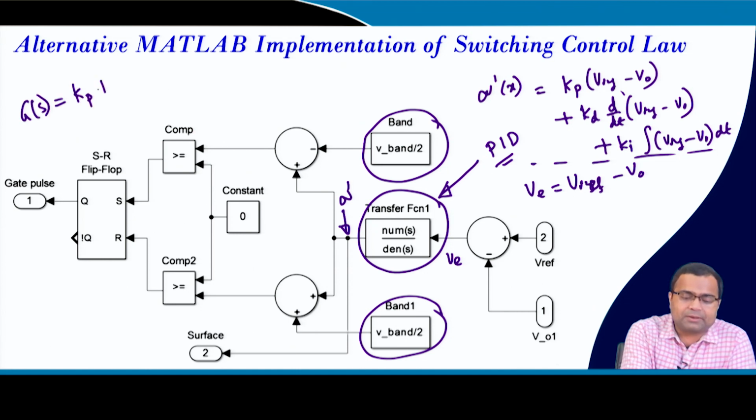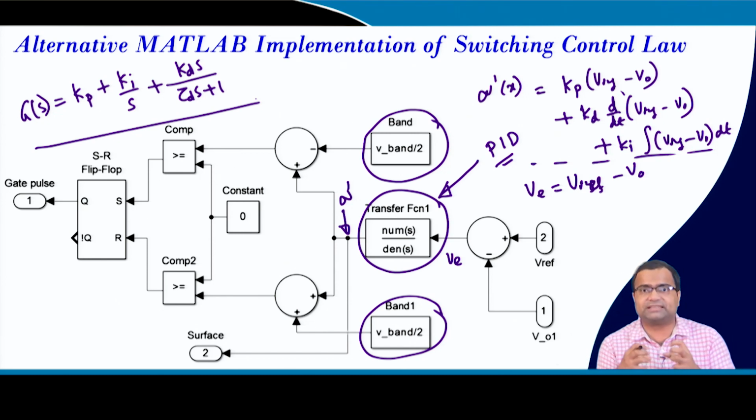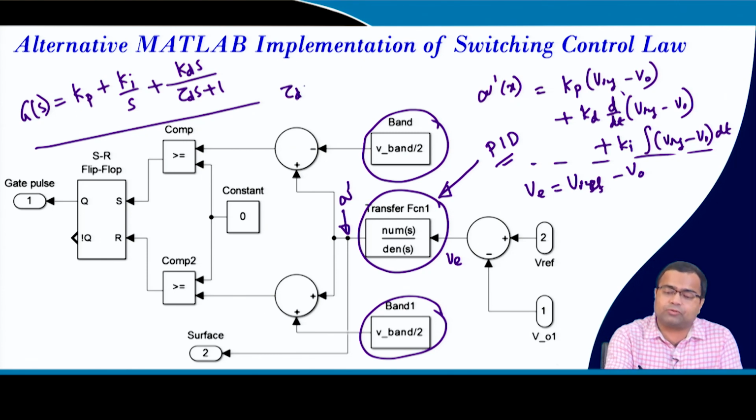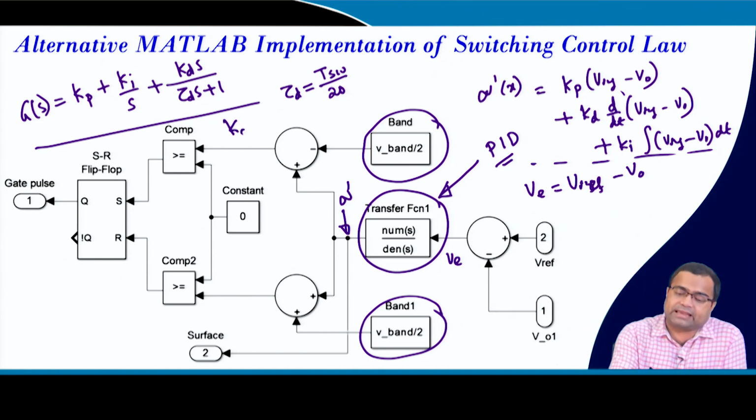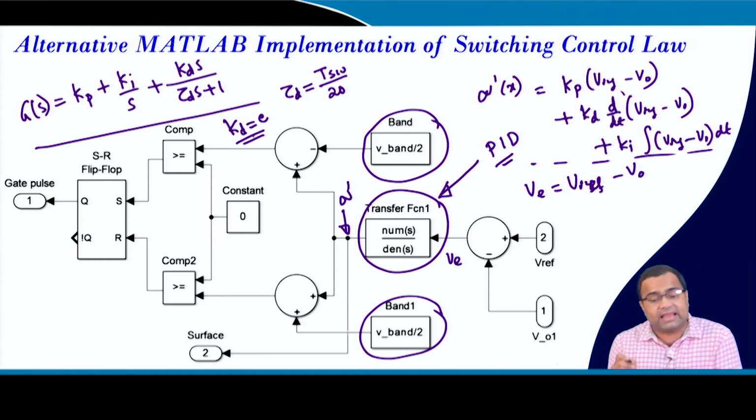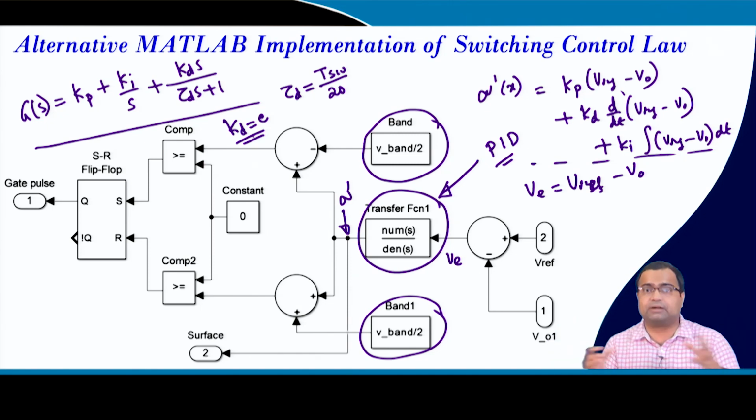Actually, whatever I am considering here is a standard PID controller, Kp plus Ki by s plus Kd s by tau d s plus 1, the PID controller gain. And how to choose this Kp, Ki, Kd, that we will discuss, but here I have chosen the time constant to be very small, the switching period by 20, because then we will get close to a derivative action. I have chosen here K derivative to be C, because we want to make this PID controller look like a switching surface, that we will discuss in the next lecture.